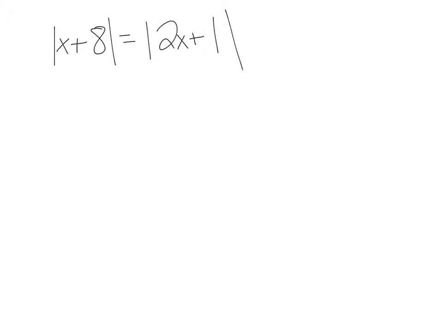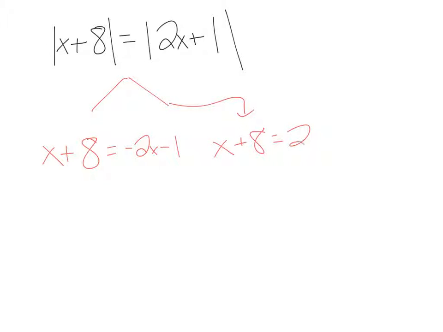We need to split. When we split it, here's what it looks like. We have x plus 8 is equal to, when we make one side negative, you're going to change the sign of every term that's inside the absolute value bars. So since that 2x is positive, I'm going to make it negative. Since that 1 is positive, I'm going to make it negative. But when I do the other side of this split, I'm going to say x plus 8 is equal to 2x plus 1. I'm going to leave it exactly the same.